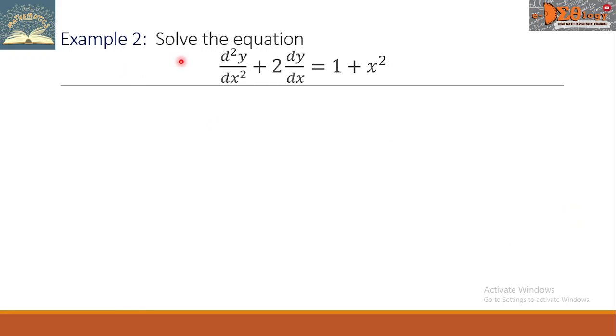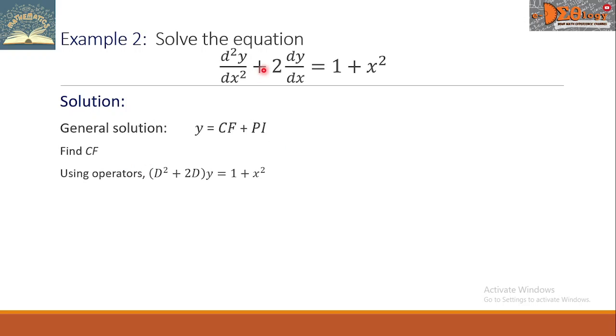Example 2, solve the equation second derivative of y with respect to x plus 2 times dy over dx equals 1 plus x squared. The general solution is y equals CF plus PI. Let us use operators to write the equation. It is now the quantity D squared plus 2D multiplied by the variable y equals 1 plus x squared. The auxiliary equation now becomes m squared plus 2m equals 0.